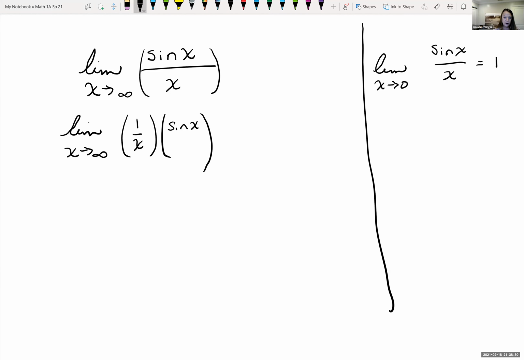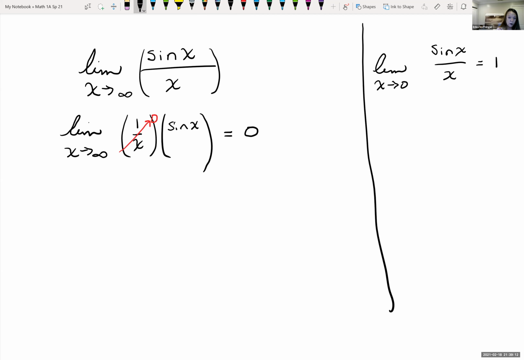If we had 1 over x, we know it is continuous and it has a limit. And sine of x, we said yesterday, didn't have a limit. Remember, as x goes to infinity, it was bouncing back and forth between -1 and 1. The thing is, though, if we take something bouncing between -1 and 1 and multiply it by something that's going to 0, this piece goes to 0. 0 times anything is 0. And so the limit of sine x over x is equal to 0.